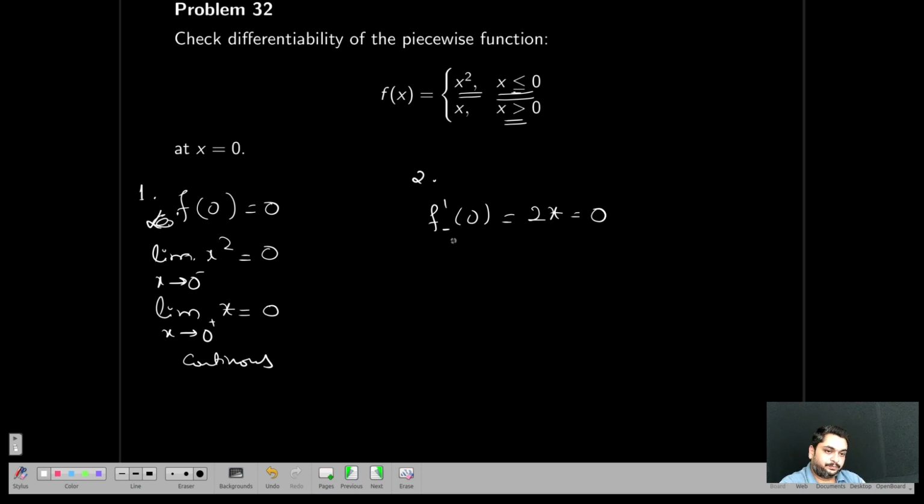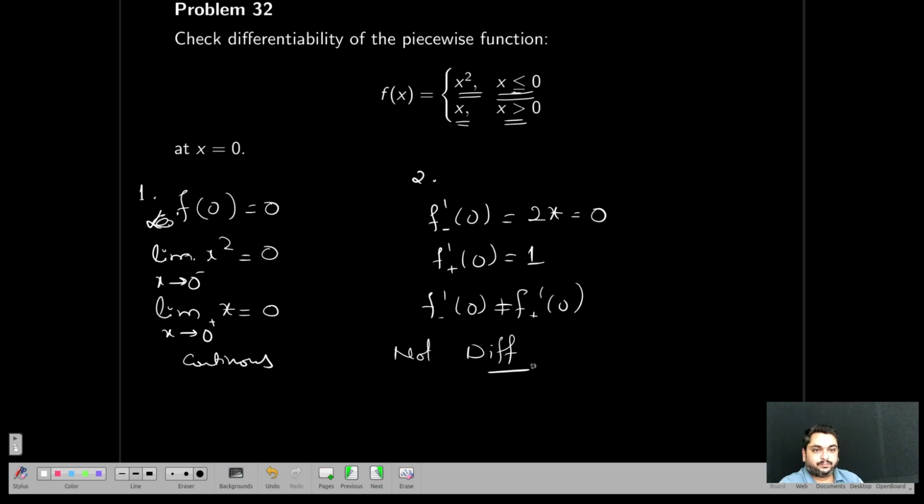Next, f dash from the right hand side of 0. Right hand side means this. So differentiation of x is 1. Therefore, the right hand derivative is not equal to the left hand derivative. Hence, not differentiable. Okay.